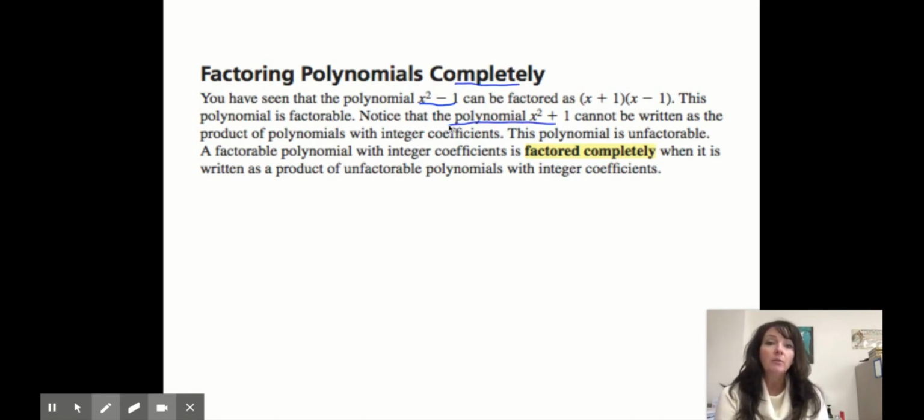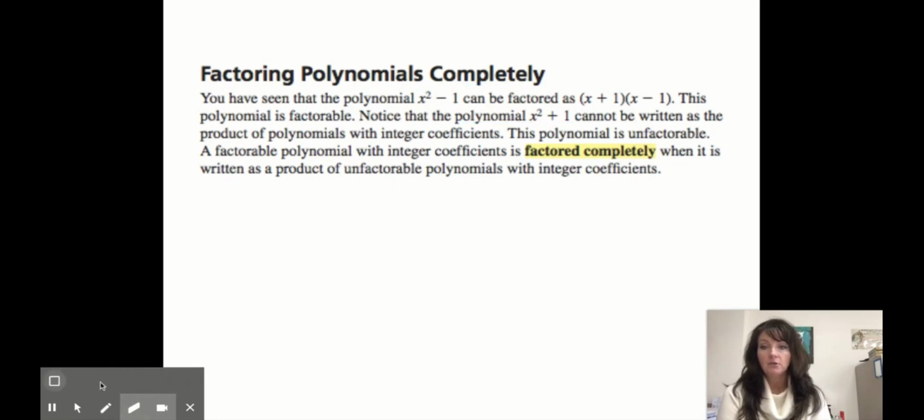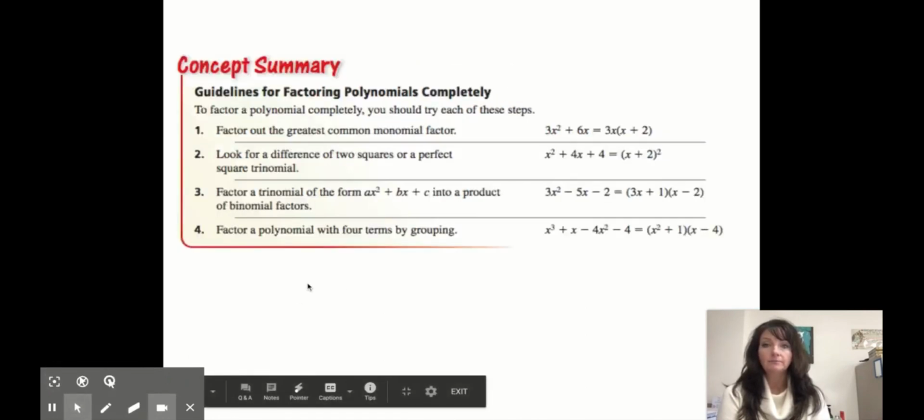This polynomial, right, is not a special pattern. There's nothing else that we could break this up into, so it's not factorable. So this is actually factored, and we just saw two examples that kind of did that. It had the x squared plus a number that wasn't a perfect square. All right. So when we want to factor it completely, it's when it's written in a product of unfactorable polynomials with integer coefficients. So making sure that nothing is factorable.